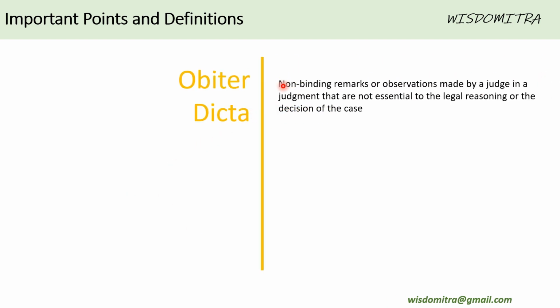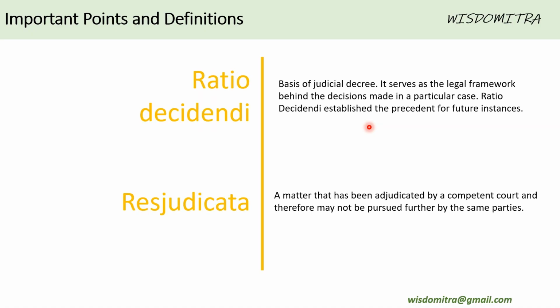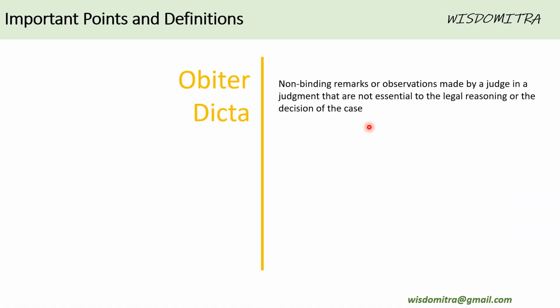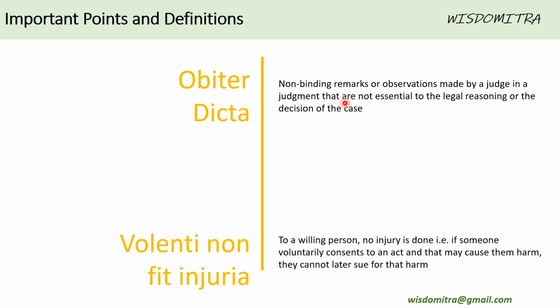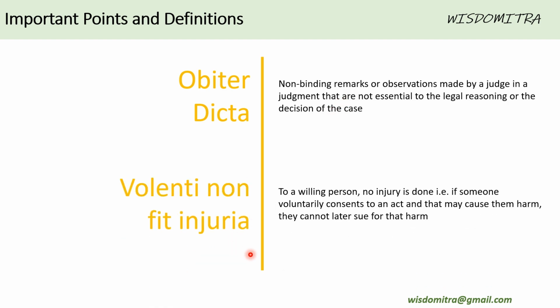Obiter dicta. Obiter dicta means non binding remarks or observations made by a judge in a judgment that are not essentially the part of the decision. So basically, if you remember here, we saw ratio decidendi. Obiter dicta is opposite of ratio decidendi. Ratio decidendi means that part that is considered to be the judgment, whereas these are like non binding remarks. Obiter dicta.